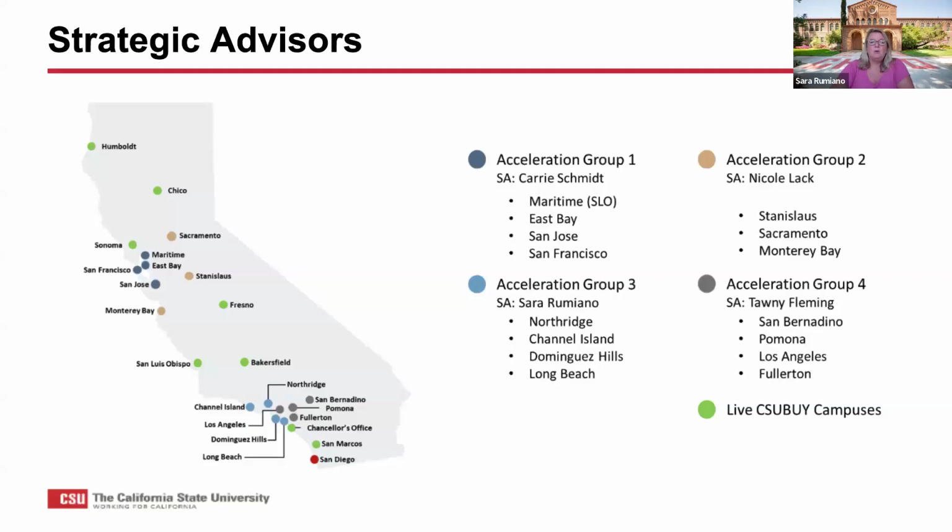To help assist the CO core team with the P2P implementation, the non-live campuses were divided into geographical groups, and each group was assigned a strategic advisor. The strategic advisors are Carrie Schmidt, Nicole Lack, myself, Sarah Rumiano, and Tawny Fleming. Each strategic advisor brings a wealth of procure and payment knowledge to help the campuses along the implementation road.